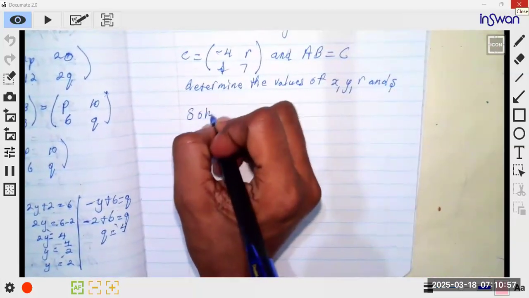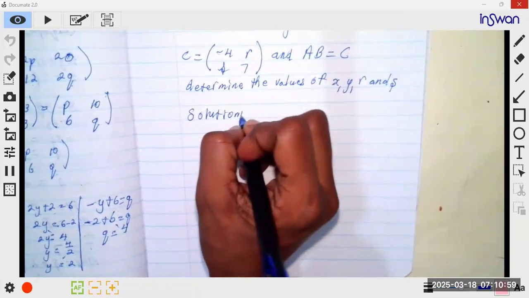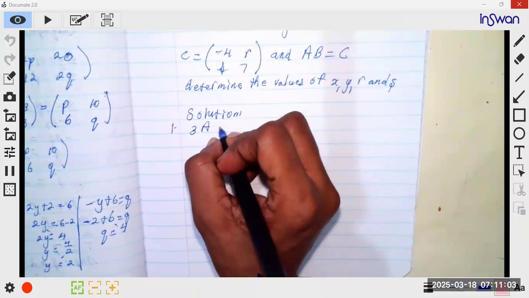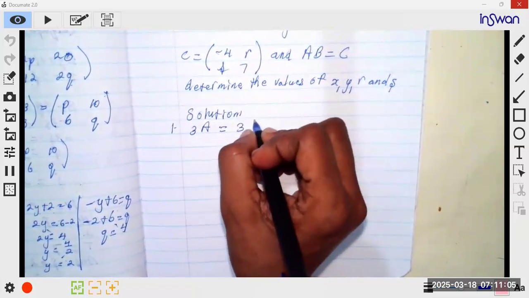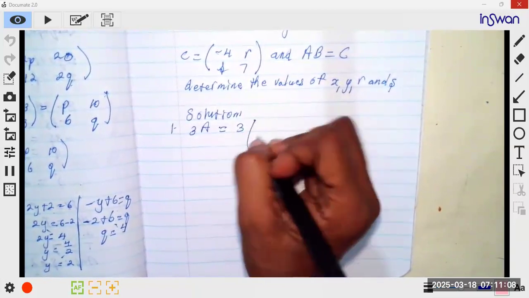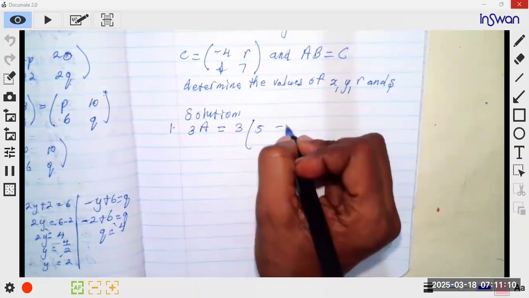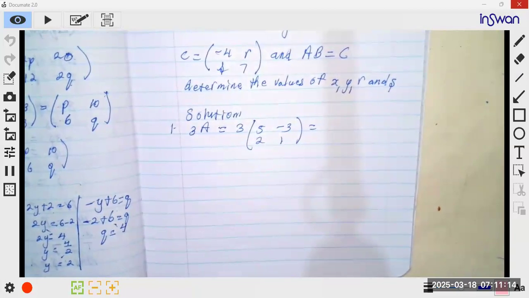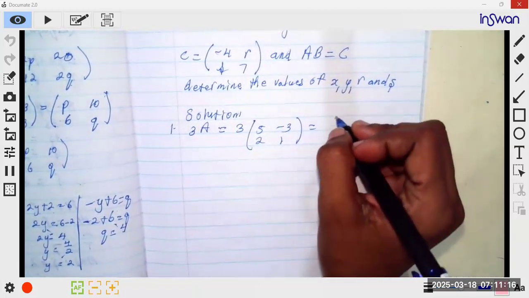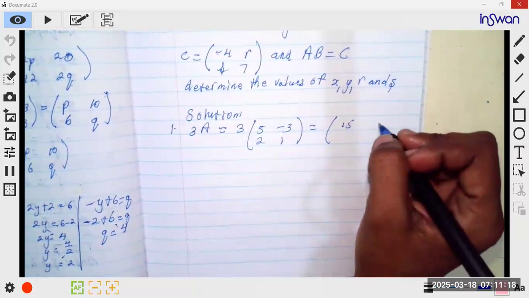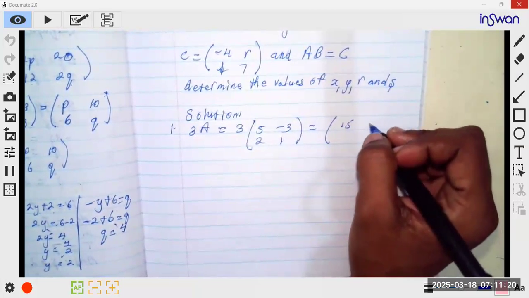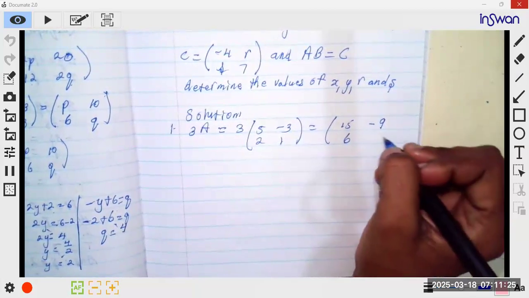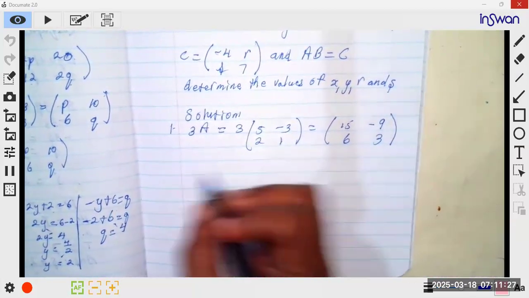All right, so solution to number 1. 3 times A. So that'll be 5, negative 3, 2, 1 times 3. You separate it, right? So 3 times A, 5, negative 3, 2, 1. And what did you get? So it'll be 15, negative 9, 6, and 3. All right, good.